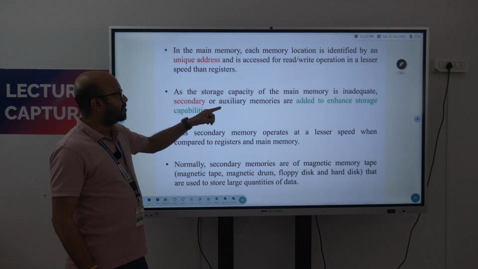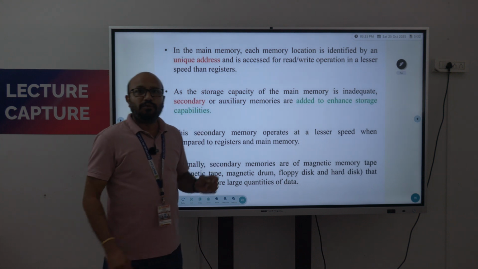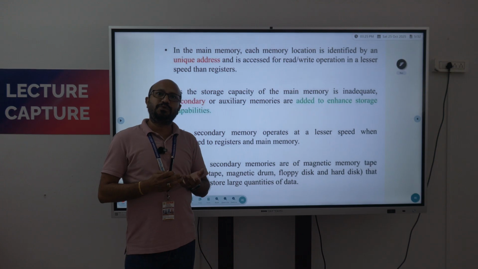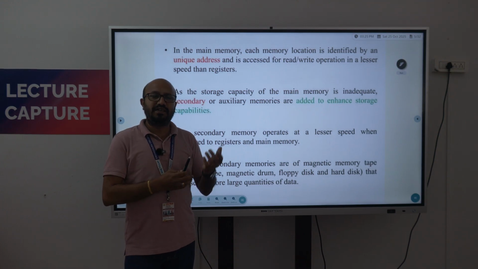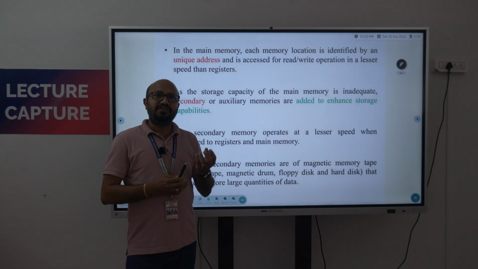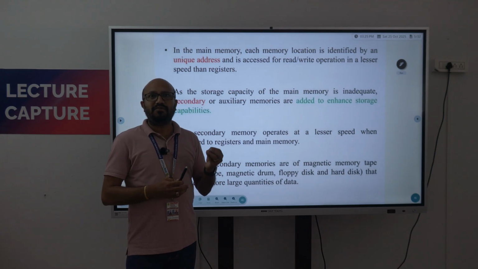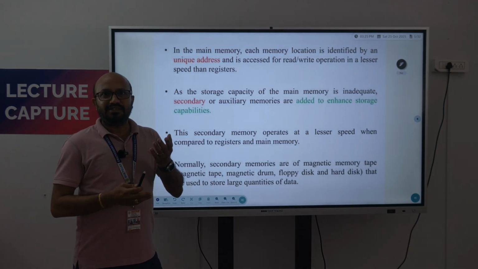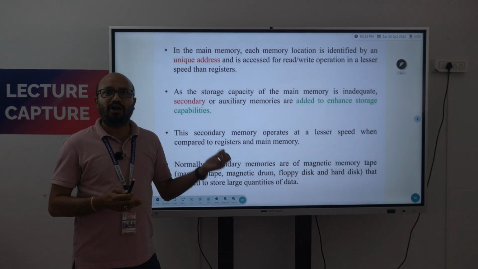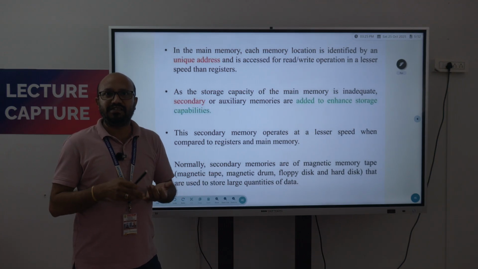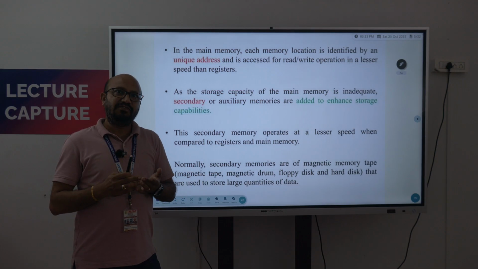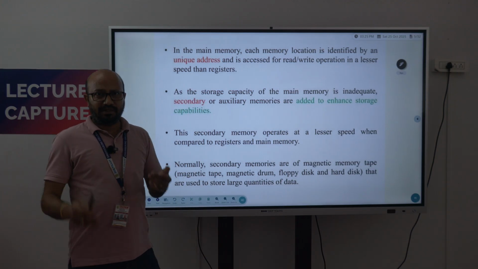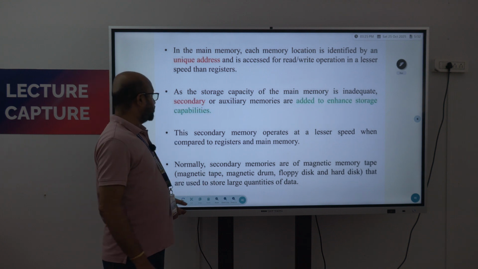The storage capacity of the main memory is inadequate, so we use secondary memory, for storage purposes. Because it is a very fast memory, we are using a very small size of memory only. For example, 4 GB, 8 GB or 16 GB for RAM. That is not adequate for storing a large quantity of data, for example images, videos, audios having very huge data sets. So we cannot store them in main memory. That is why we go for a secondary memory.